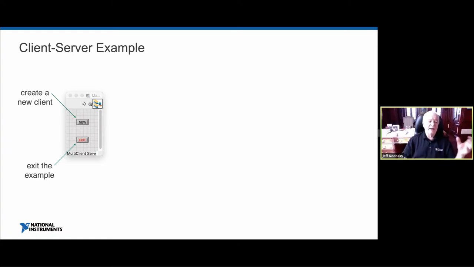But in this example, I have a button. Every time I hit the button, it creates a client. The client sends a message to the server. The server spins up a worker, which then communicates with the client. And the two of them communicate privately until I finish.